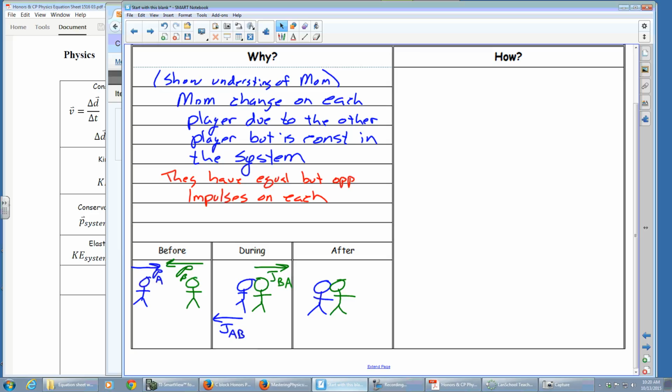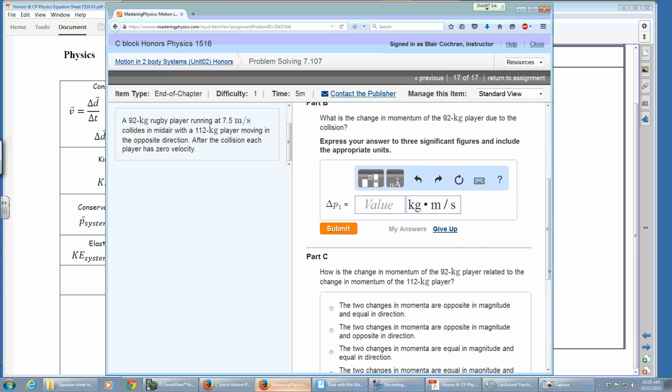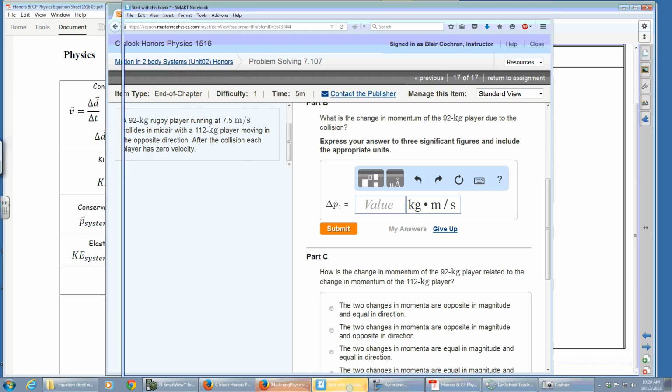I'd probably get you full credit for your Y. Let's see what they want to know, though. We already said you guys figured out how to solve the impulse, right? The change in momentum. So let's grab an equation for our change in momentum.